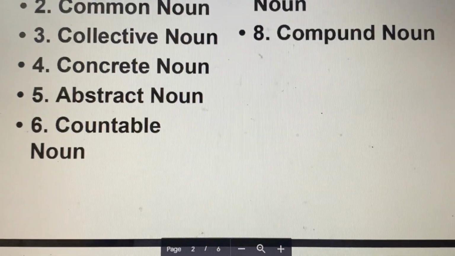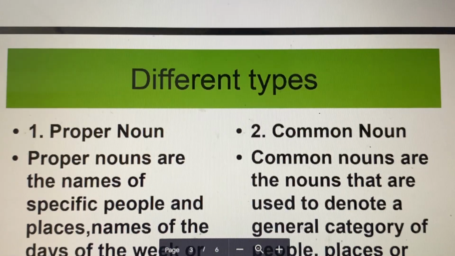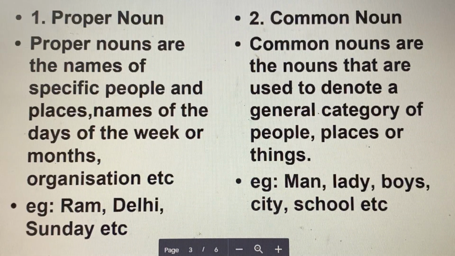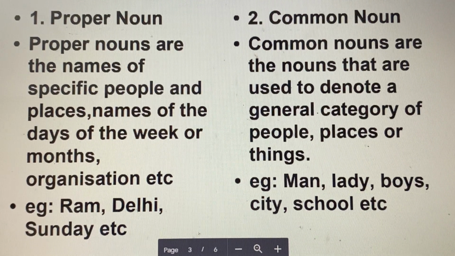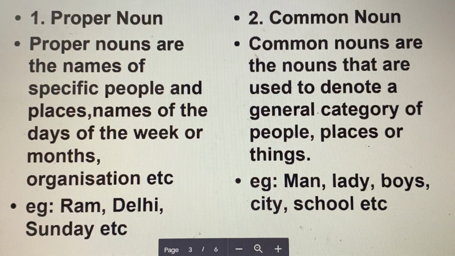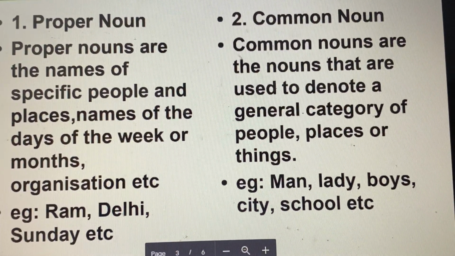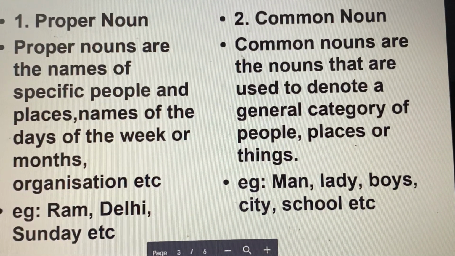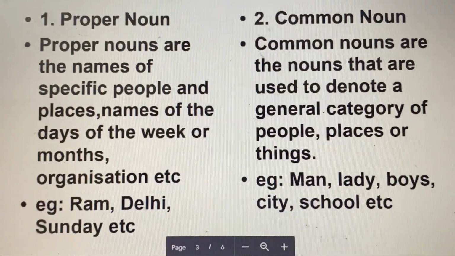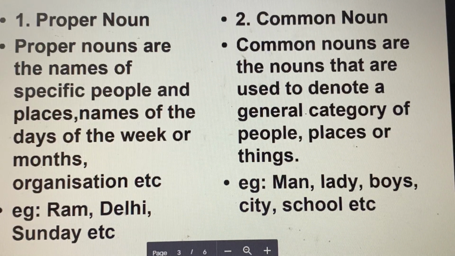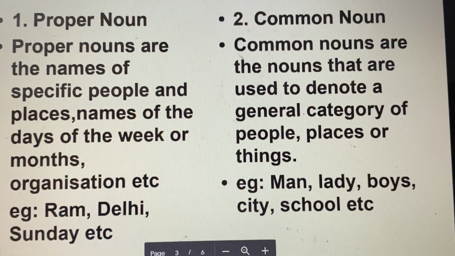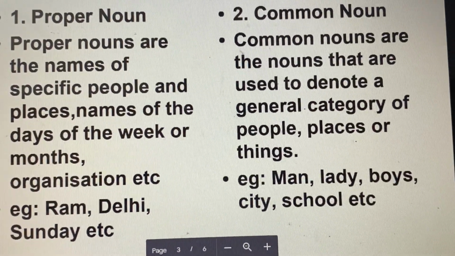Firstly, proper nouns are the names of specific people and places, days of the week, months, organizations, etc. Like names such as Ram, Sham, places like Delhi, Agra. Days of the week: Sunday, Monday, Tuesday. Months: June, July, August. These are the examples of proper nouns.